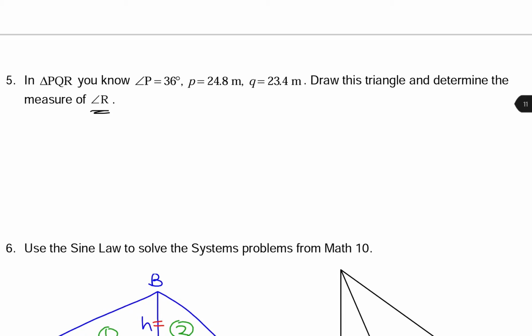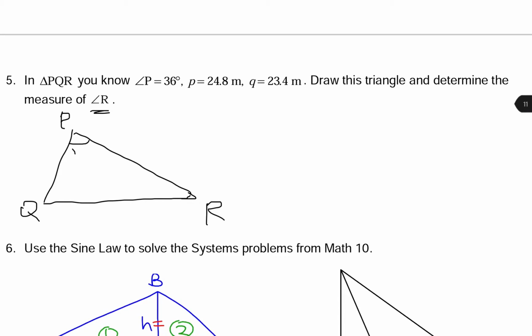Once again, it will be a good idea to draw a somewhat generic triangle. This will become even more important when we jump into the next section involving the sine law. So P, Q, and R. Angle P is 36 degrees. Little p is 24.8 meters. And q is 23.4 meters. I didn't write down little r. I can label it, but it's not mentioned in the question, so that's not too important. And of course, we're looking for angle R.